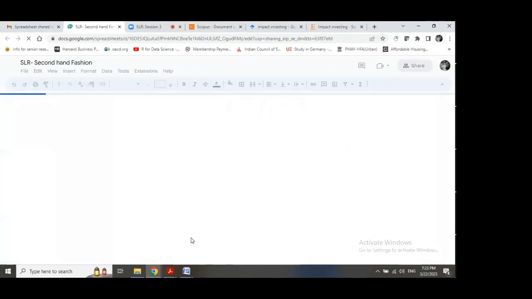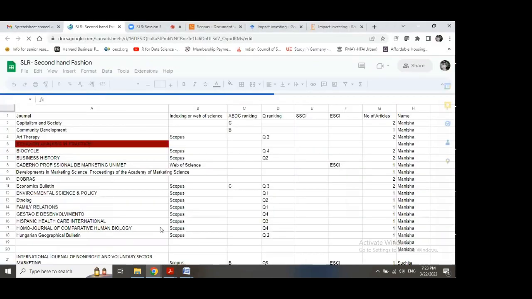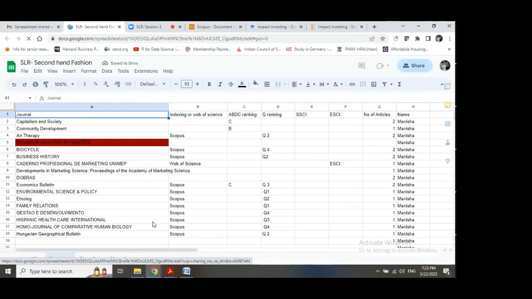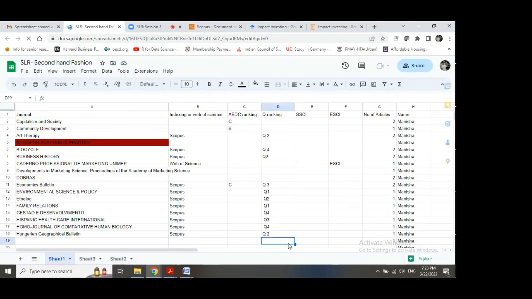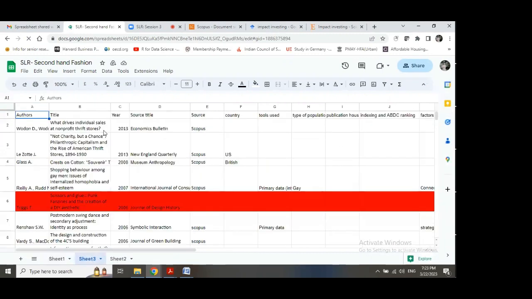This is the master file, right? Before starting to write the paper, the most important thing is that you have to complete this. So let me take you to sheet 3. ये वाली जो sheet है, that has to be completed. It has authors, title, year, source title, source, country, tools used, indexed and ABDC. Can you see this? With the help of this Excel file you will be making the data analysis, completing the data analysis part.